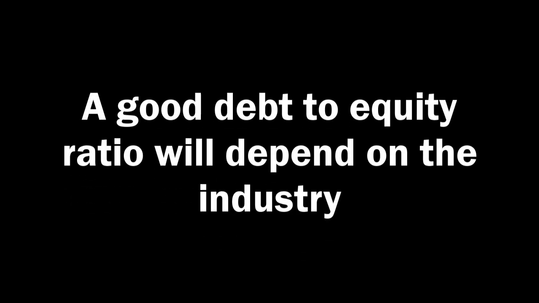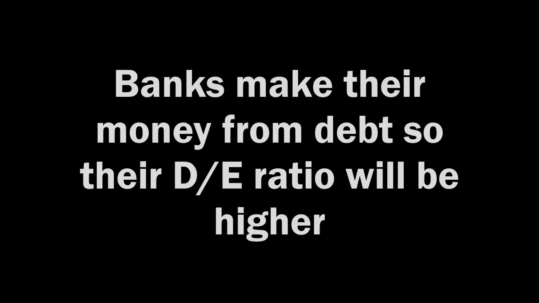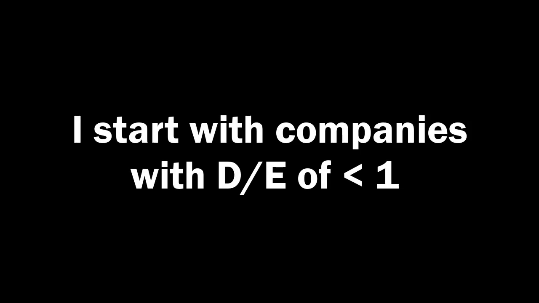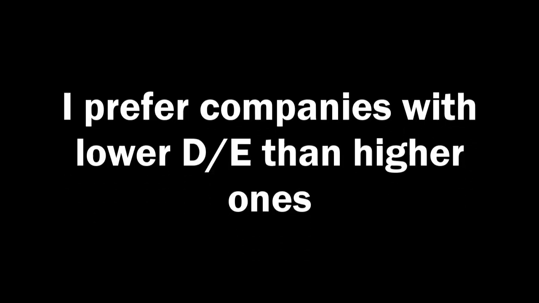A good debt-to-equity ratio will depend on the industry the company is a part of. Banks make their money from debt, so their debt-to-equity ratio will be much higher than other types of companies. Some people like debt-to-equity ratios of 0.5 or less, meaning the company has twice as much equity as debt. Others like a debt-to-equity ratio of less than 1, meaning debt is not more than equity. Personally, I start with companies with debt-to-equity ratios of less than 1. I prefer companies with lower debt-to-equity ratios than higher ones.